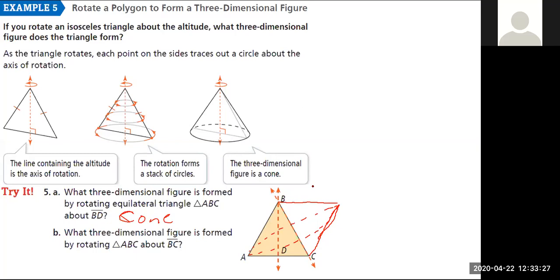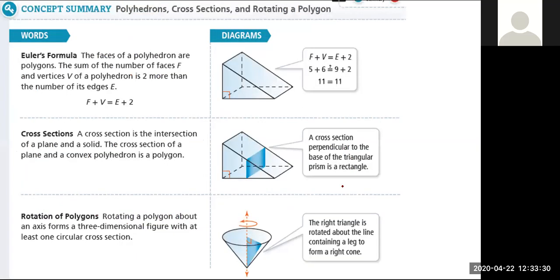All right. So this is an overview of all the different things that we talked about. Again, we have Euler's formula, we have cross sections, we have the rotation of polygons to give us rotational solids. Those are the three main topics. Most of that vocab that I did at the front wasn't actually in this section, but those are words that you need to know for this entire unit. So again, please make sure you get familiar with those vocab words in the beginning so that most of the section will make sense.